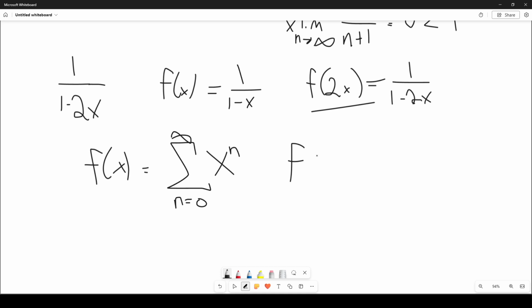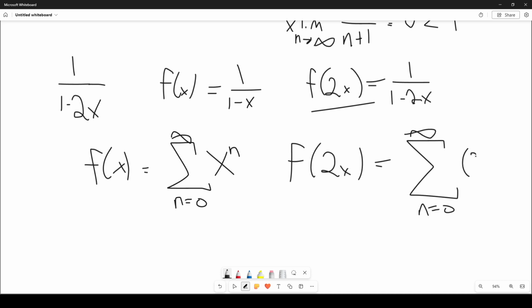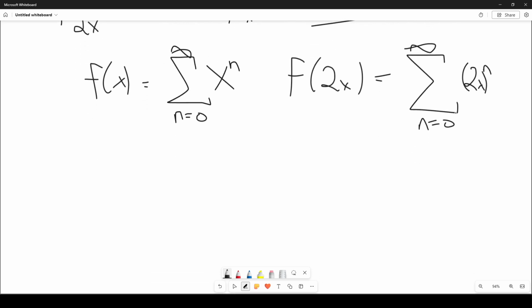That means f of 2x equals the sum from 0 to infinity of (2x)^n, which can also be written as 2^n times x^n. So now we might ask, what is our radius of convergence?